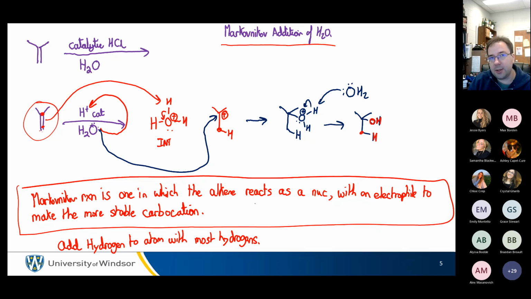The problem is that falls apart if you have resonance. It falls apart if you have induction. The only time that's reliable is when you only have to worry about hyperconjugation. And so I don't like that definition. It'll get you the wrong answer. You will never go the wrong way if you make the more stable carbocation.